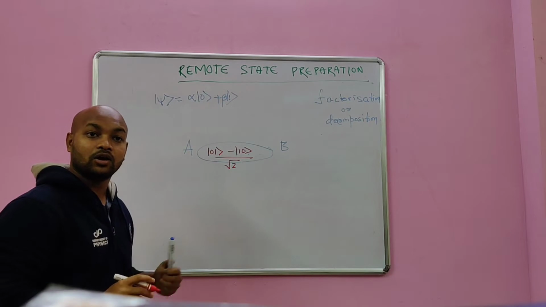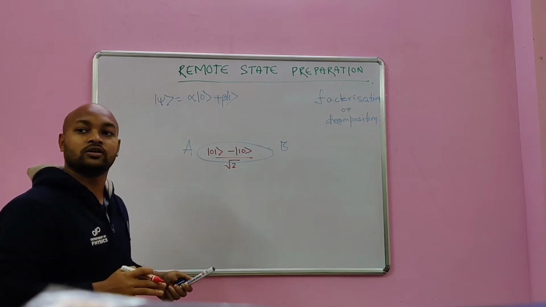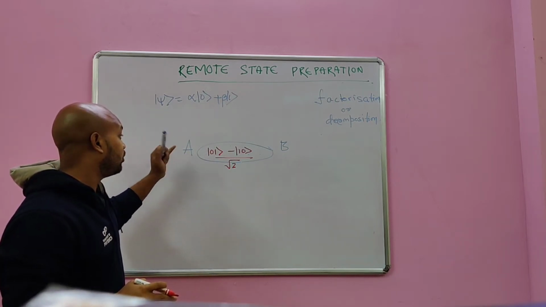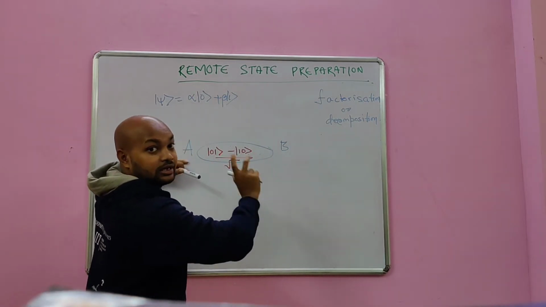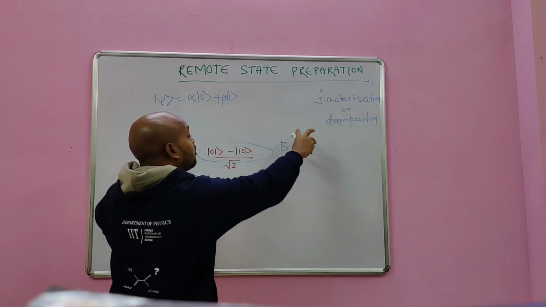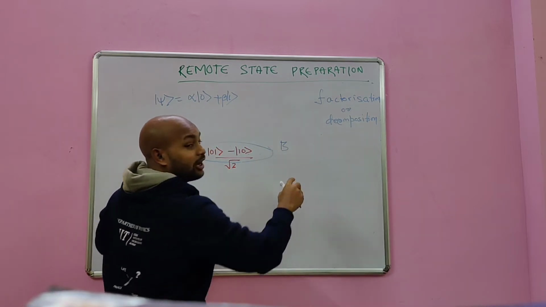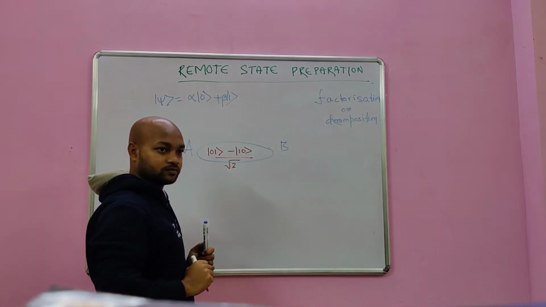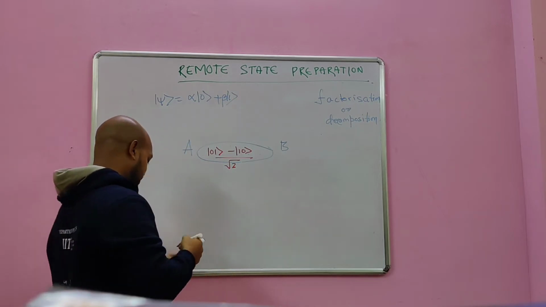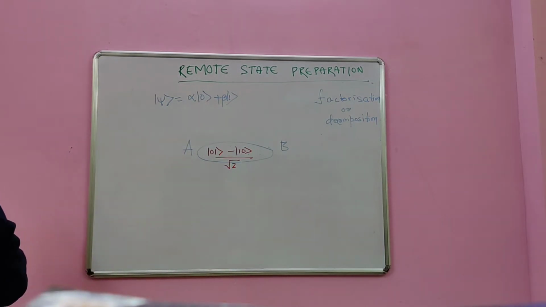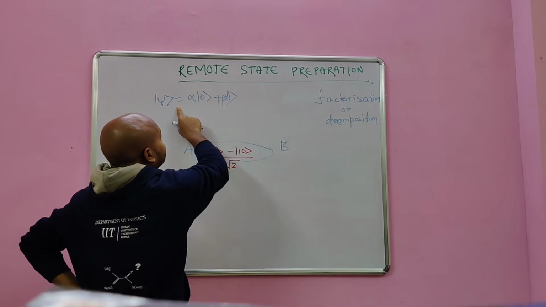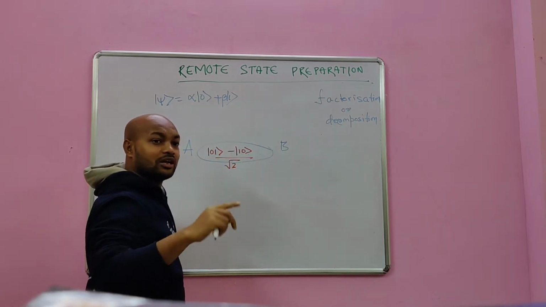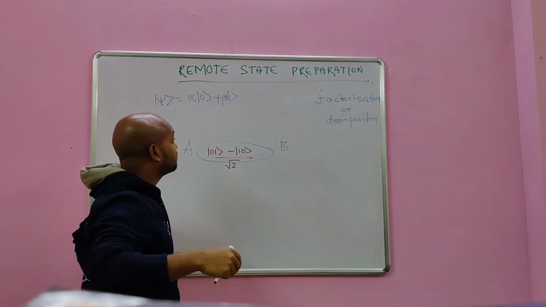On top of it, Angelina wants to send, or rather say, remotely prepare a quantum state at Brad's place. And that state we can write as this. This is the general form of a qubit: some alpha times 0 plus some beta times 1.